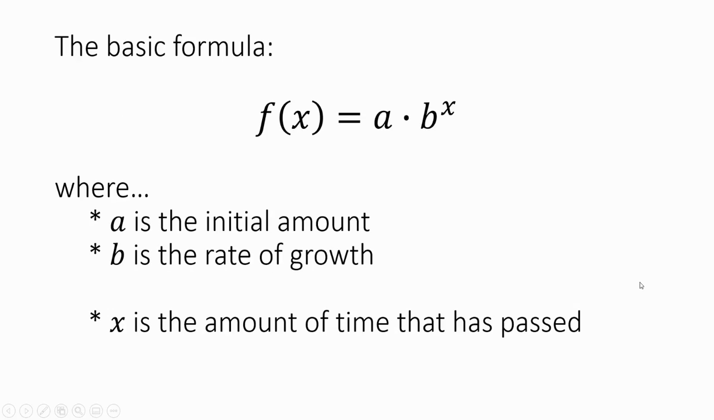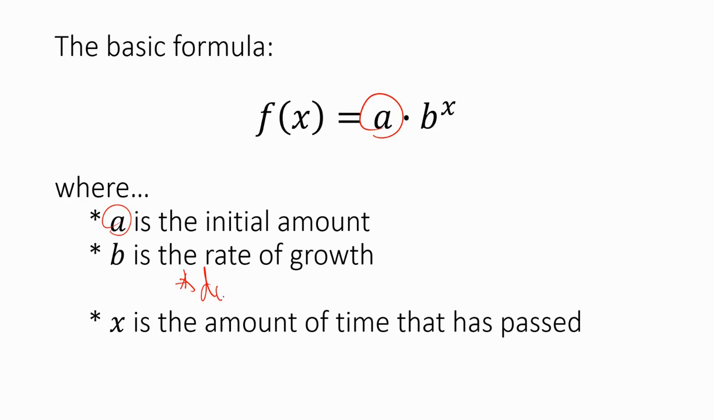All right, so here's that basic formula that we're going to see again and again. f of x equals a times b to the power of x, where a is your initial amount, so in our case it was 1 penny, so 0.01, and b is the rate of growth. So I'm going to add a little note here.